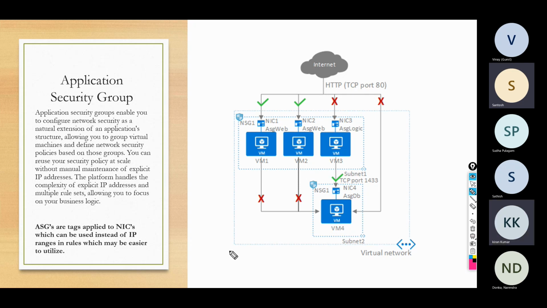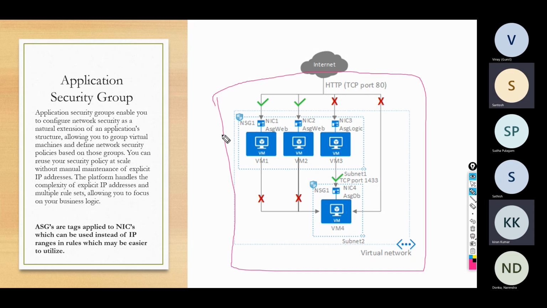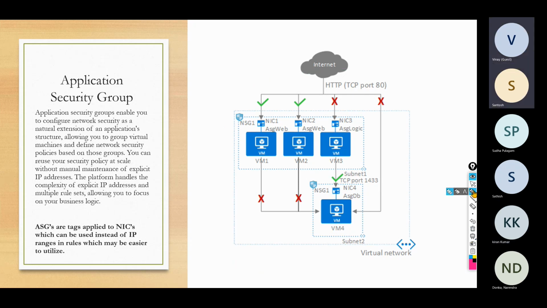I'm not asking whether it is inbound or outbound. Port number 80 is allowed for VM1 and VM2. How did they create the rule in the NSG? Based on this visual diagram, what do you understand? If I give this visual diagram to you and you are going to implement it, how will you implement it? That is my question.